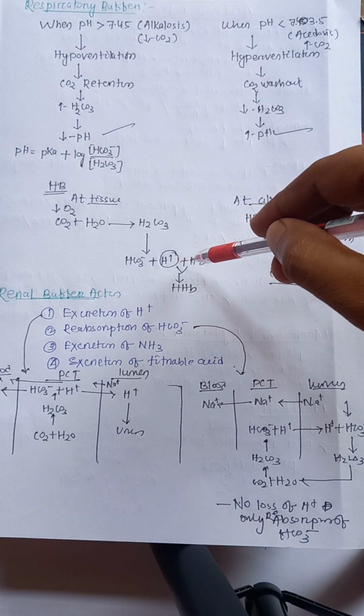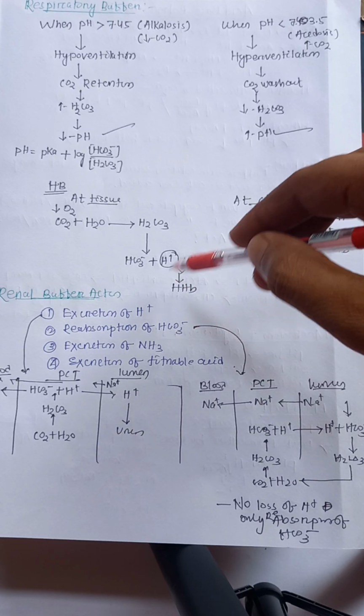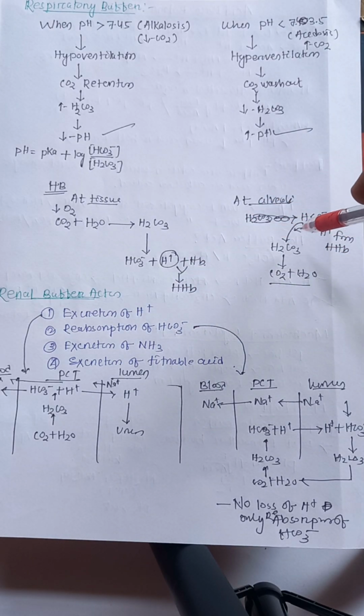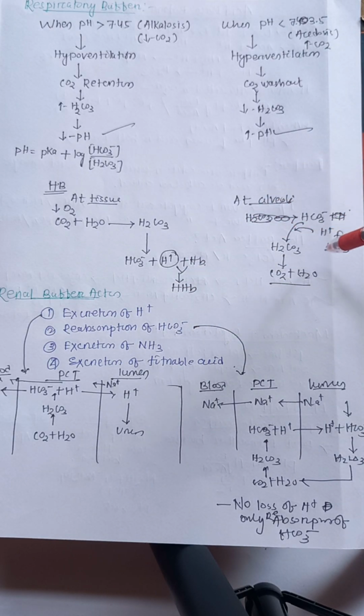Okay, so this H+ combines with Hb to form hemoglobinic acid, HHb, and it will give H+ in the case of the alveoli, and HCO3- comes here as the plasma, which can combine with H+ and form H2CO3, and H2CO3 is again converted to CO2 and H2O. This is how the buffering mechanism of the respiratory system works.